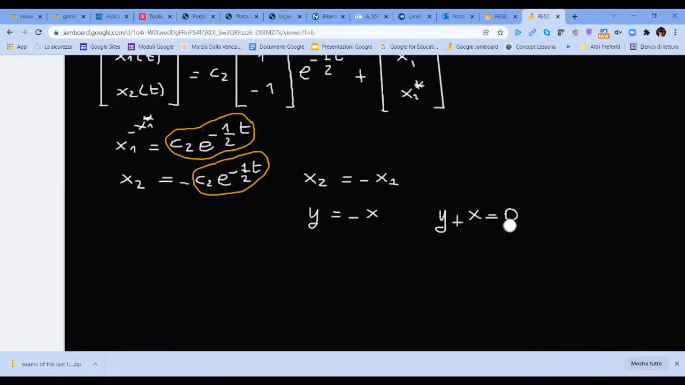What is this? In the plane xy, it is a straight line. The bisectrix of the second and the fourth quadrant. I don't know if it is clear. This one.